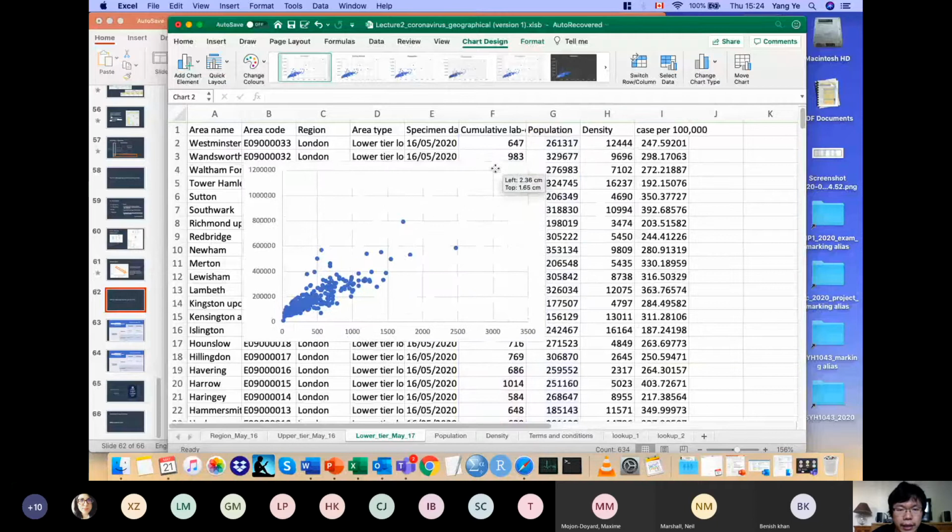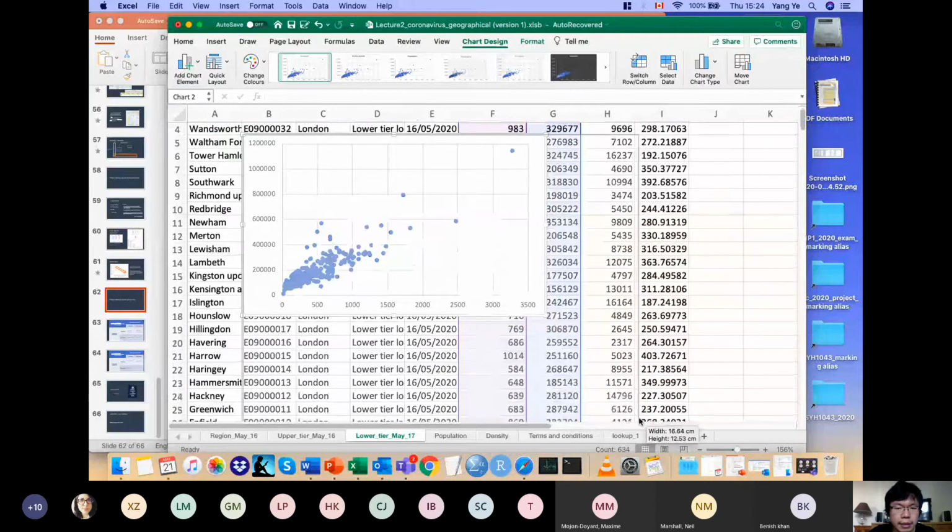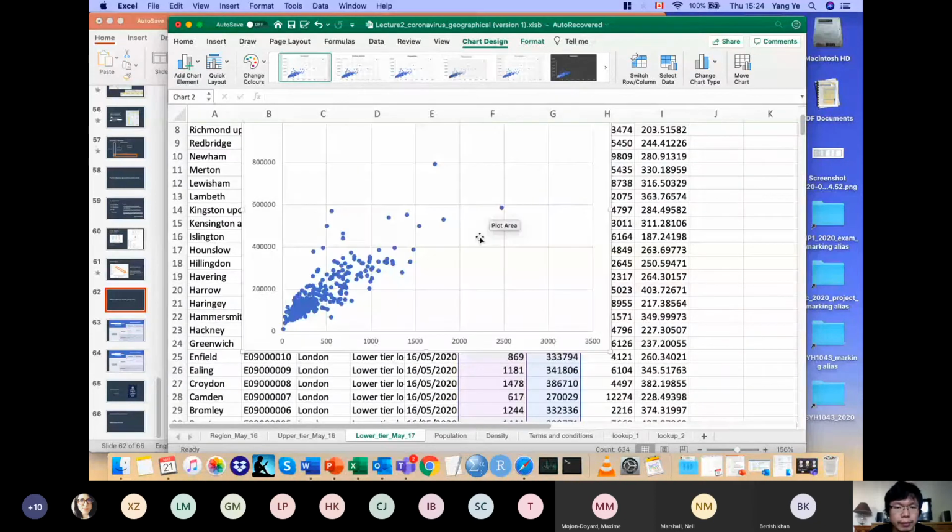It seems like the x-axis from 0 to 3,500 is the number of cumulative lab confirmed cases, and the population is on the y-axis. Now what we usually want to do is put the independent variable on the x-axis. Okay? Let's make this bigger.